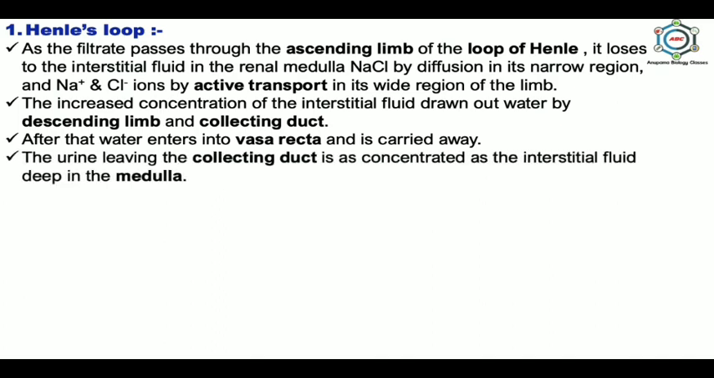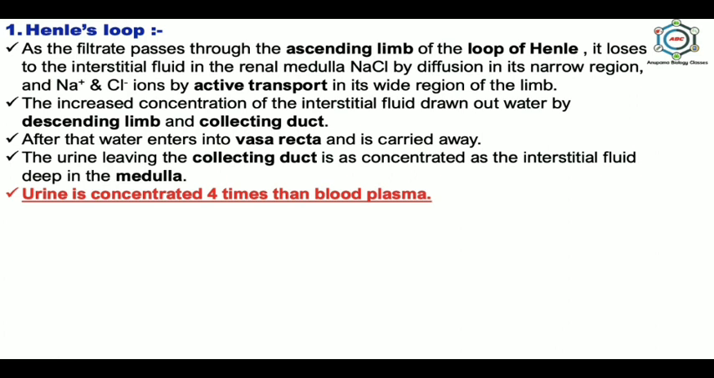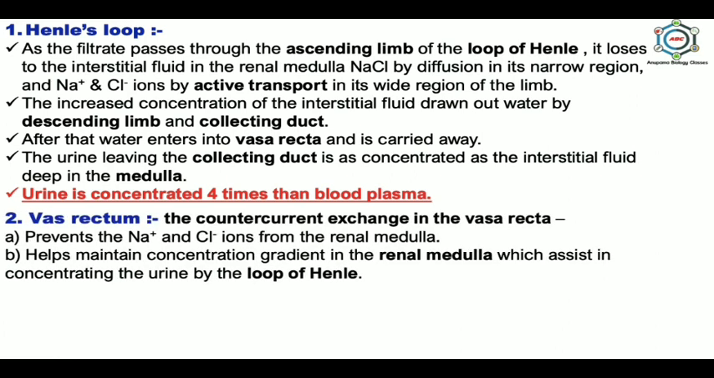The urine leaving the collecting duct is as concentrated as the interstitial fluid deep in the medulla, and the urine is concentrated 4 times more than blood plasma. After that, it enters into the vasa recta, and the countercurrent exchange in the case of the vasa recta: the endothelial cells of the vasa recta forming the walls are freely permeable to ions, water, and urea. As the blood flows in the descending capillaries of the vasa recta towards the renal medulla, water is drawn out from the blood plasma by osmosis.